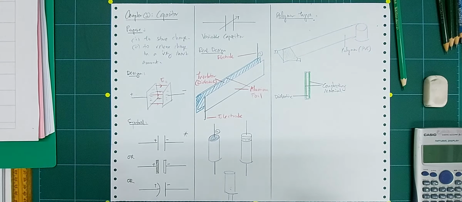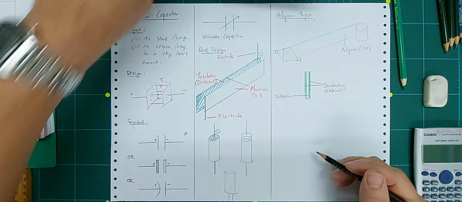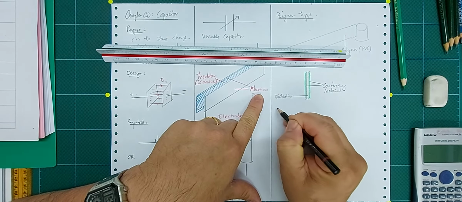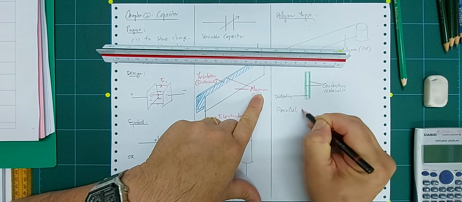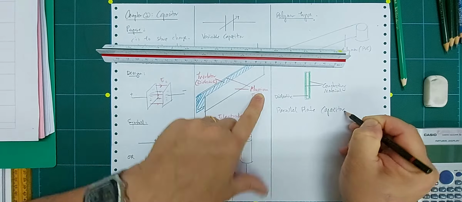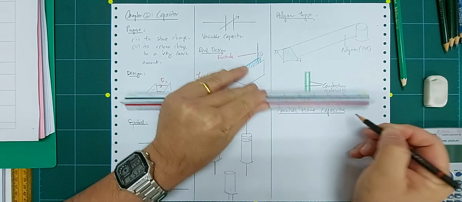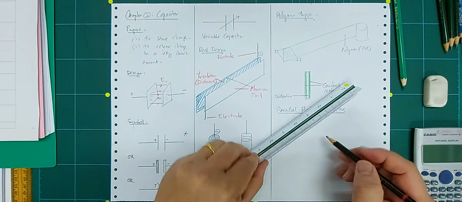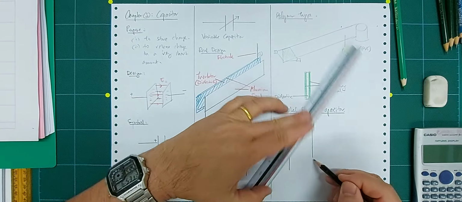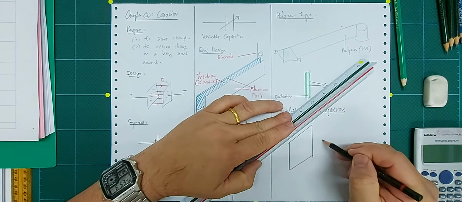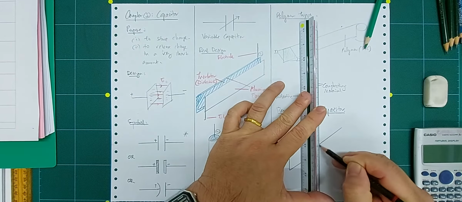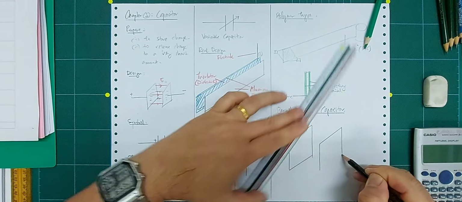Of course there are so many other types, but the only type that we look at in our study, which comes out in the syllabus, is the parallel plate capacitor. We only study the parallel plate, not in great detail, so we assume we can use the theory of the parallel plate capacitor and apply it to any other capacitor design, to all the types of capacitor that we know.